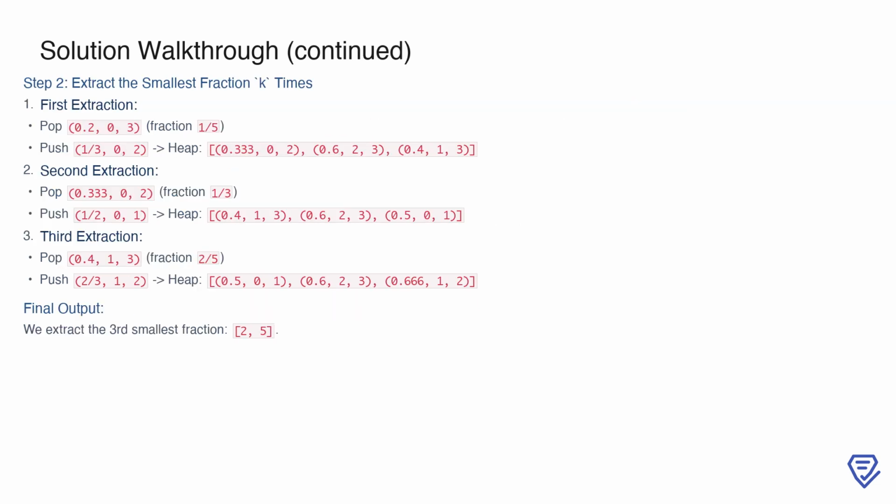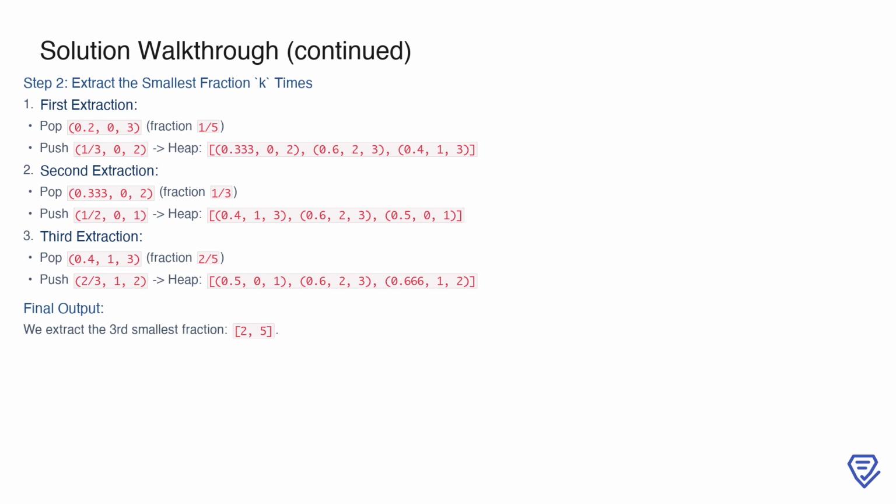The next step is to extract the smallest fraction from the heap k times. With each extraction, we pop the smallest fraction and push a new fraction from the same numerator, but with the next smaller denominator. For the first extraction, we pop the smallest fraction, 0.203, corresponding to 1/5, and push a new fraction, 1/3, represented as 0.33302. After this operation, the heap updates to include the new fraction.